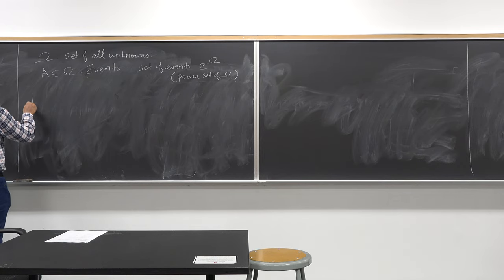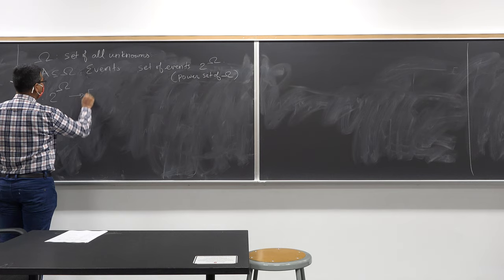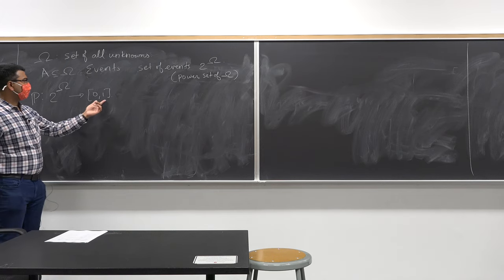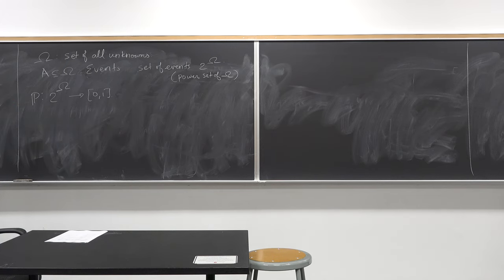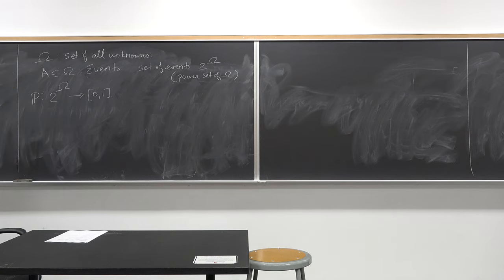And then we had probability measure, which maps 2 raised to omega to a number between 0 to 1. So it maps an event to the probability, the chance that that particular event would occur. Okay.